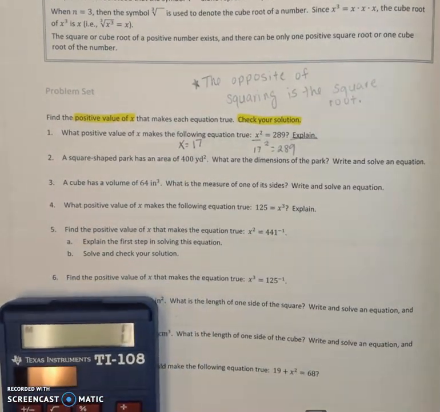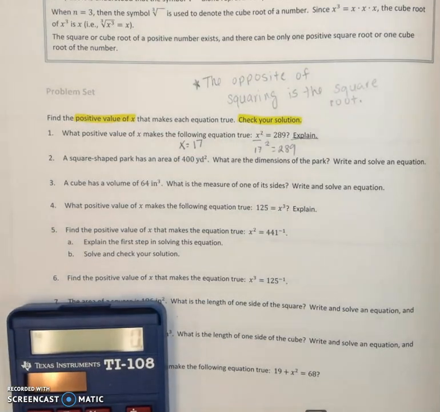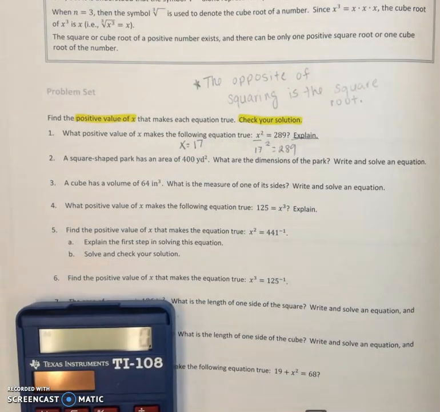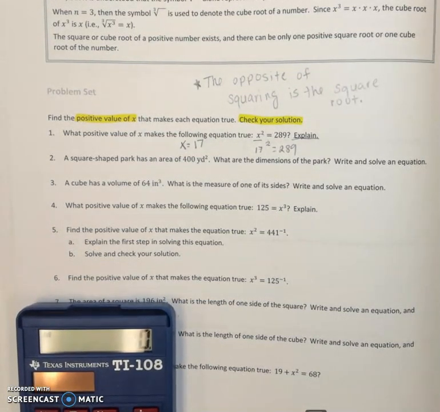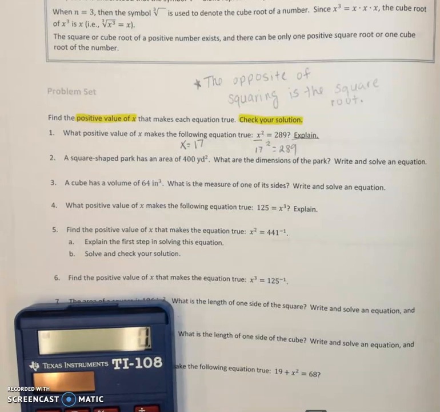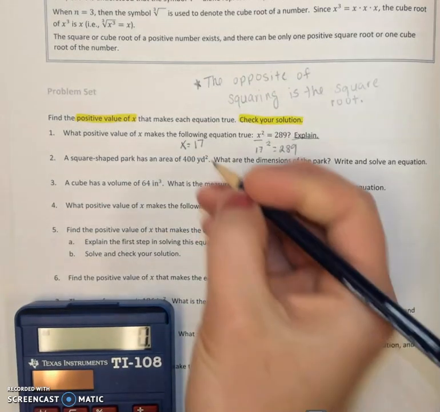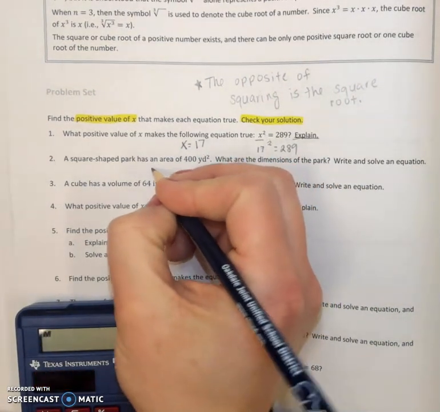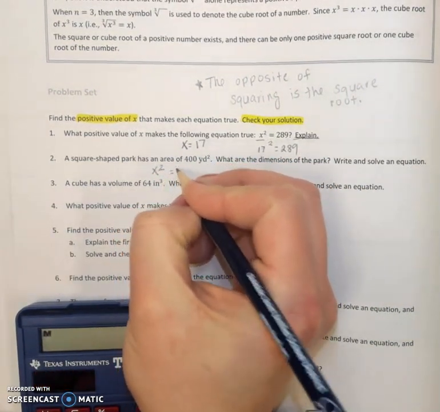Okay, let's look at number 2. A square-shaped park has an area of 400 yards squared. What are the dimensions of the park? Write and solve an equation. So, a square-shaped park has an area of 400 yards squared. Okay, so to write that equation, it would be x squared equals 400.